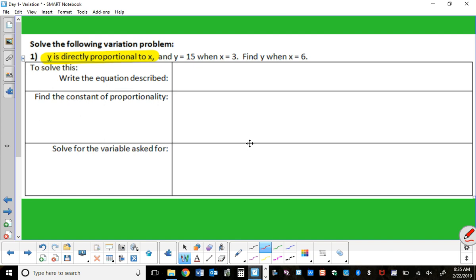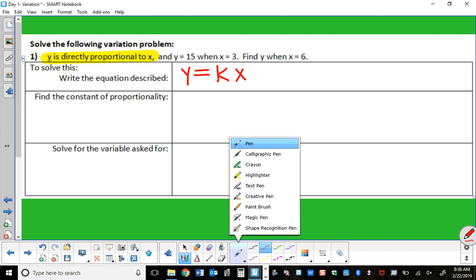What I have to do is I'm writing what I read. My variable is y. Then my equal sign. Every time you write an equal sign for these problems, your very next variable has to be k. That's your constant. And then it's directly proportional to x. Directly proportional means I'm going to multiply. So I have y equals kx. So that's step 1.